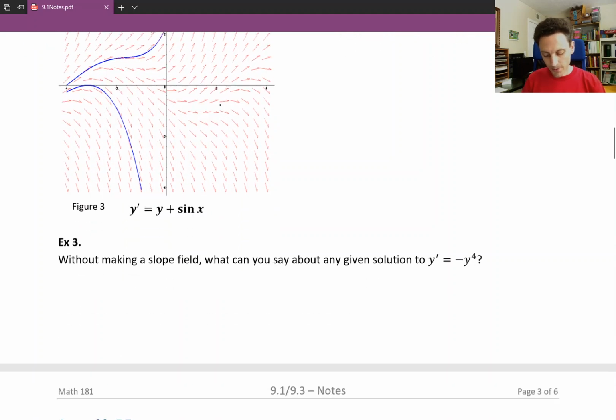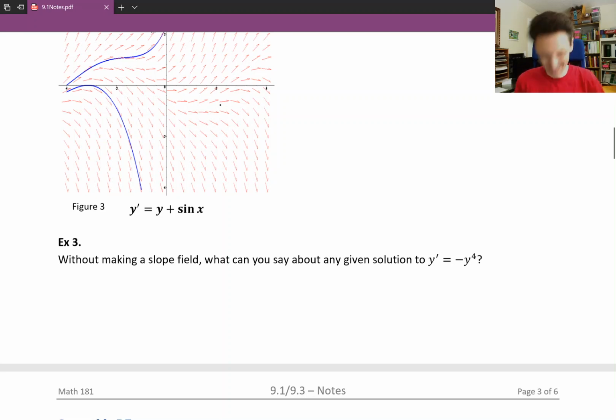Now, in example 3, we're given a differential equation y prime equals negative y to the fourth. And it's asking, without making a slope field, what can you say about the given solutions of y prime equals negative y to the fourth? And I'd like you to pause and just think about that. So pause the video and think about that for just a moment. See if you can think about what kinds of features this slope field would have. And then when you come back, we'll take a look together.